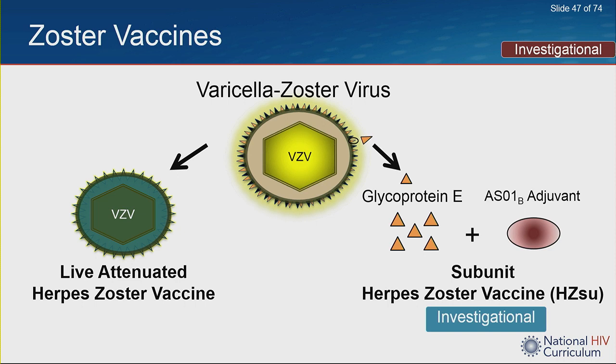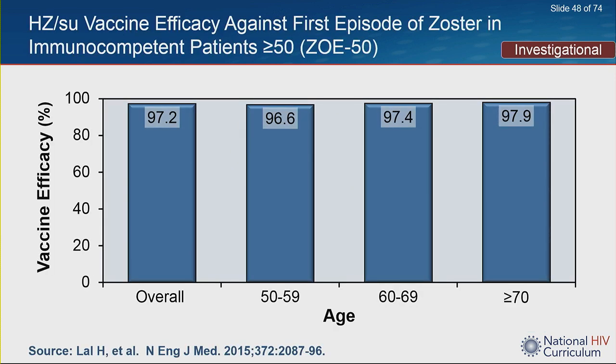Now, what about this new vaccine? It is not live virus. It is a subunit of the virus, of a glycoprotein, which is a surface protein of varicella zoster virus. It is combined with a very potent adjuvant, and combined, this is the so-called herpes zoster subunit vaccine. For any of you that do general practice outside of HIV, this is also going to be a game changer in your general practice. This is data right now for this investigational vaccine, not in people with HIV, but I'm just showing you to give you an example.